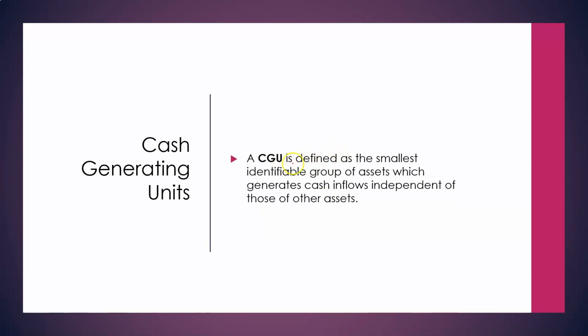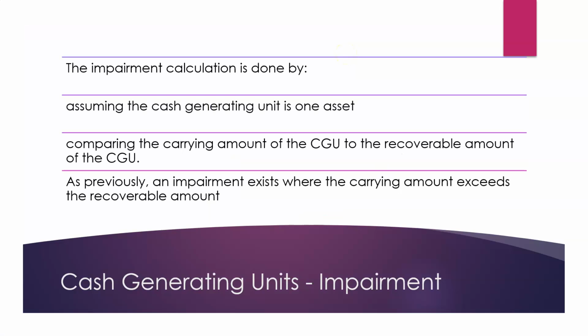Really, the CGU is defined as the smallest identifiable group of assets which generate cash flow independent of those of other assets. The key point is we can isolate it and treat it as one whole group. Our problem here stems from not being able to isolate the different parts. The standard recommends how to deal with this impairment, and we'll see an example. First, we assume the thing is one asset, comparing the carrying amount of the whole asset to the recoverable amount. So we first calculate what the actual impairment is.